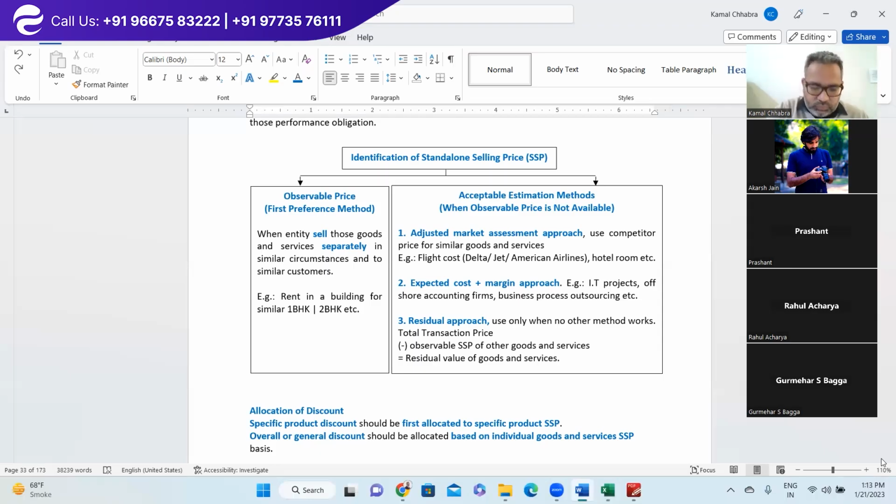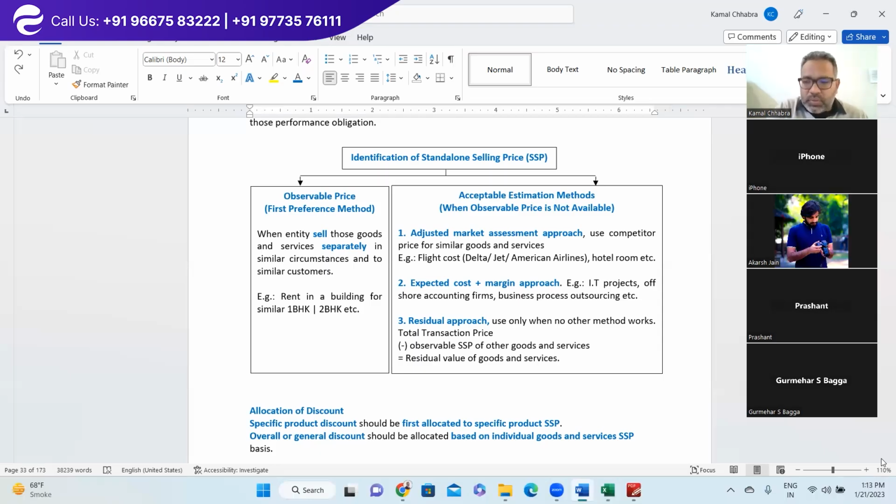In the market, something like $1,000 is going on. $1,000. Why $1,000? Because we have given the same set of services to the other guys at $1,000, so we'll charge $1,000. So that is called observable price.